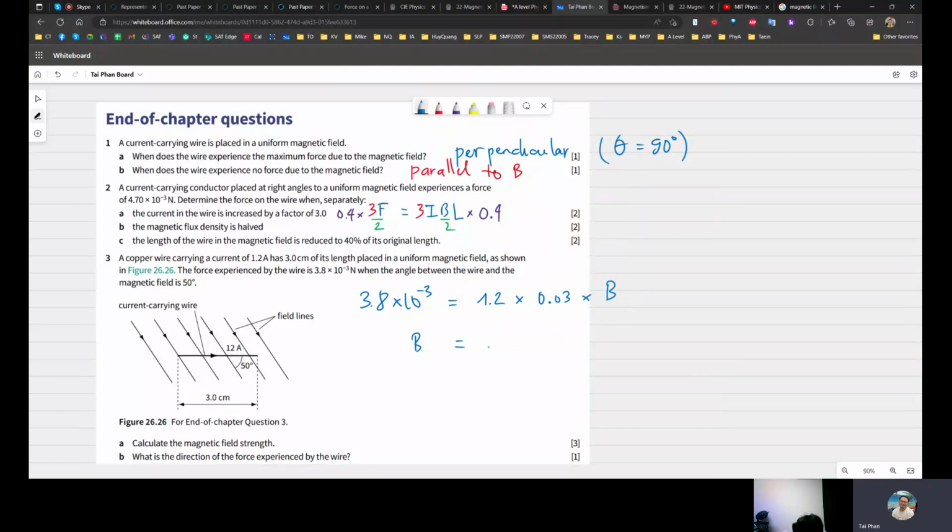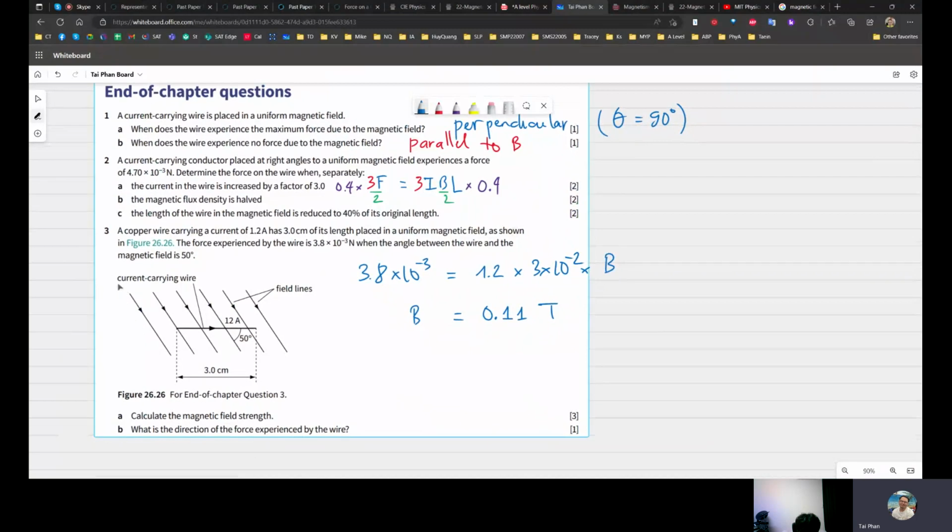The flux density. 0.105. We only need two significant figures, so we can write it to 0.11 Tesla. It should be written as 3 times 10 to negative 2, so that we can simplify calculation. It's better in scientific notation. What is the direction of the force given by the field?